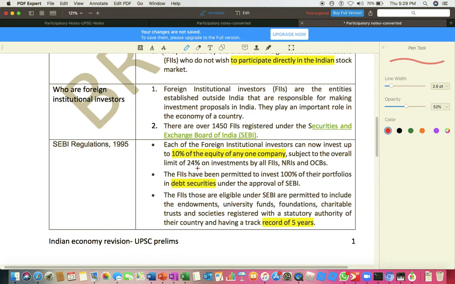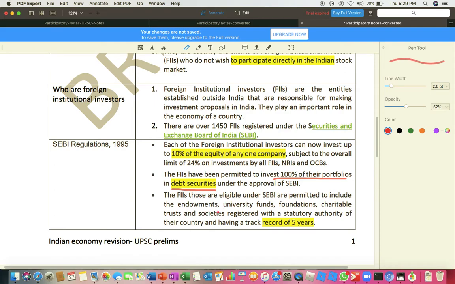There are other rules for FDI, foreign direct investment. We'll see that later. The foreign institutional investors have been permitted to invest 100% of their portfolios if it is debt securities, in the sense debentures and bonds. So if it is a stock market portfolio, they can invest up to 10%. If it is debt securities, that means shares up to 10%, debentures up to 100%, they can invest.